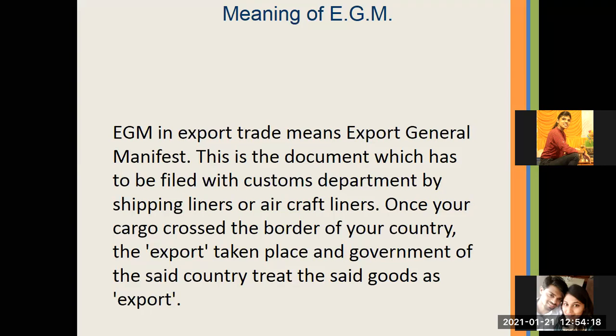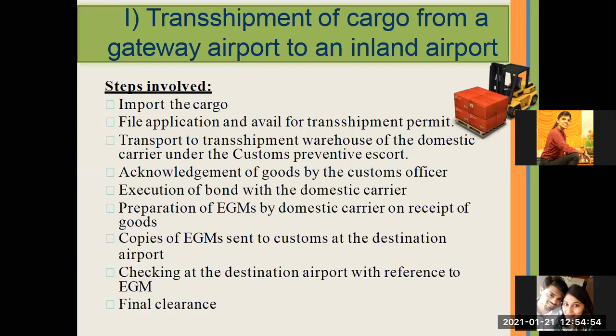Once your cargo crosses the border of your country, the export has taken place, and the government of the said country treats the said goods as export. So when the item you are exporting goes out of the India boundary, then it becomes an export item and it will be treated as an export item by all the legal provisions and all the international treaties. So this is the EGM. EGM is nothing but an export general manifest. It is a document. Since we are talking about the basic things, the meaning of EGM is very important.